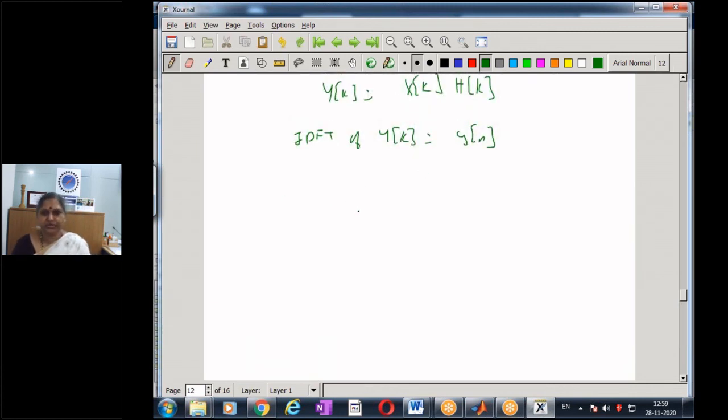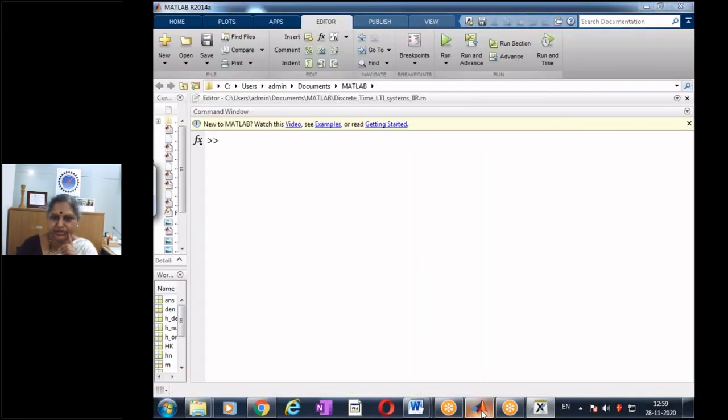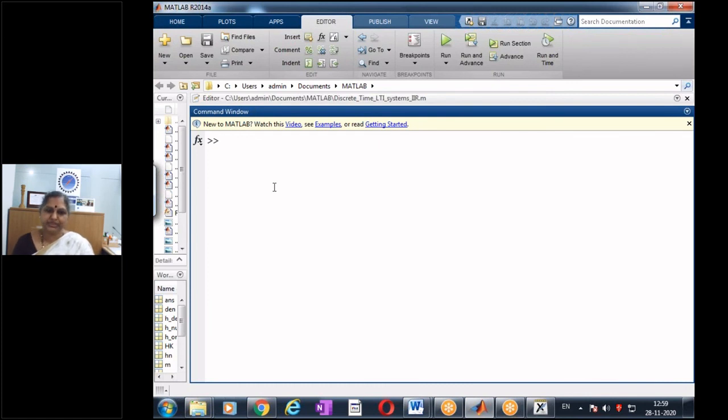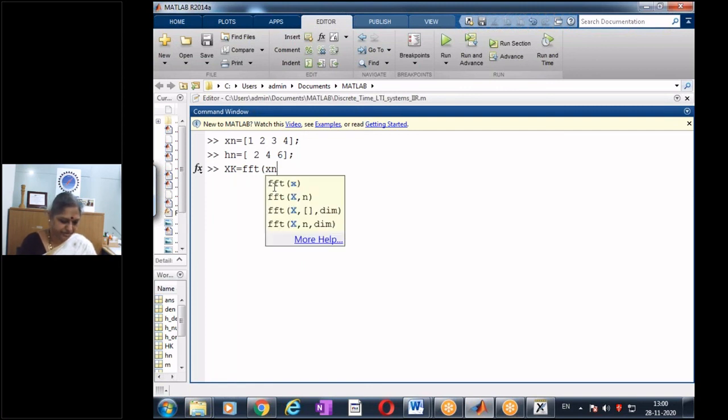So let's compute using MATLAB this particular example, because it's computationally intensive. I have my sequence x of n as 1, 2, 3, 4, and then I have my sequence h of n as 2, 4, 6. Now let me compute X of k, the 6-point DFT of x of n, and H of k, which is again the 6-point DFT of h of n.